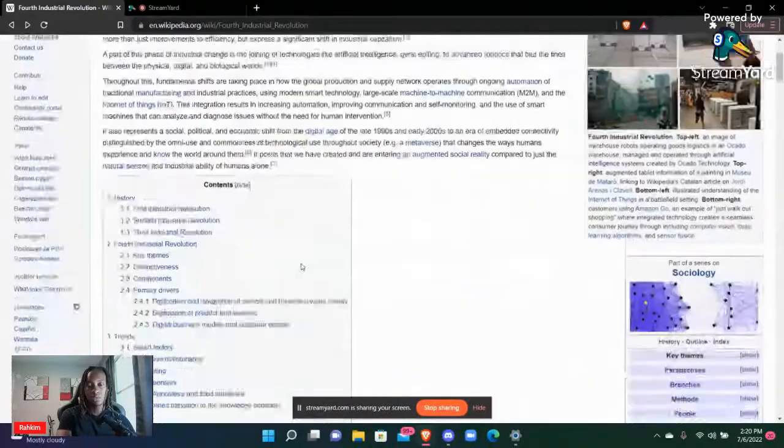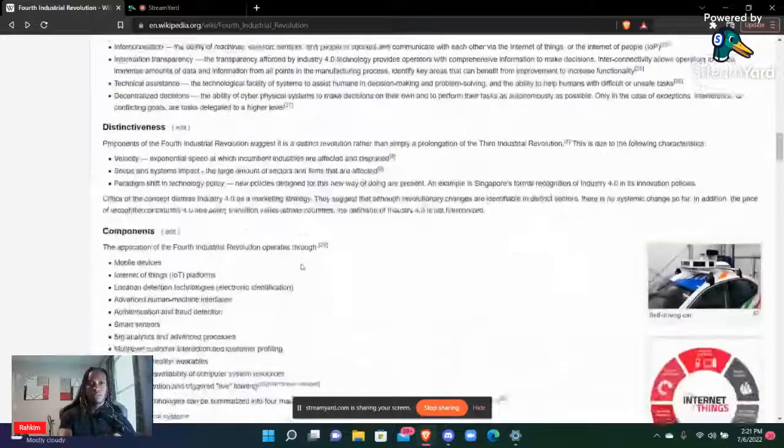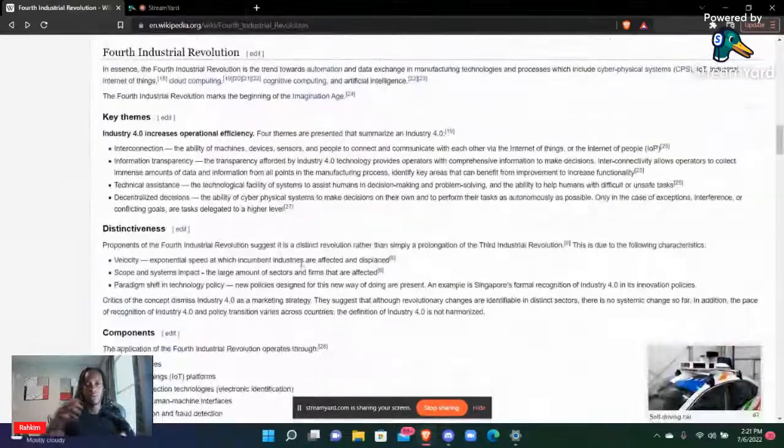that one sentence where it says here in the Great Reset proposal by the World Economic Forum, the fourth industrial revolution is included as a strategic intelligence in the solution to rebuild the economy sustainably following the COVID-19 pandemic. So you can see where this stuff is panning out and starting to connect.